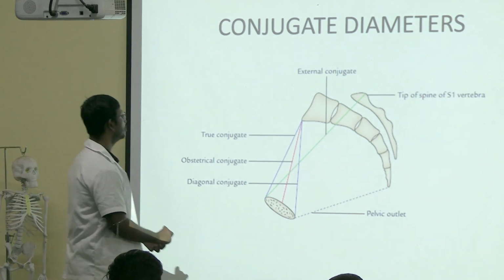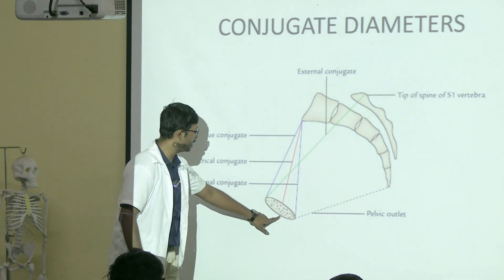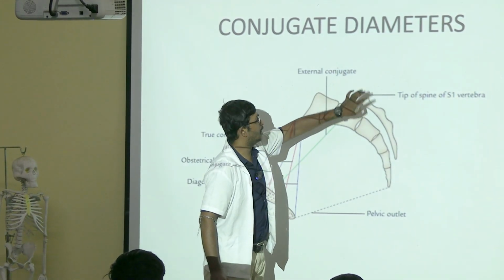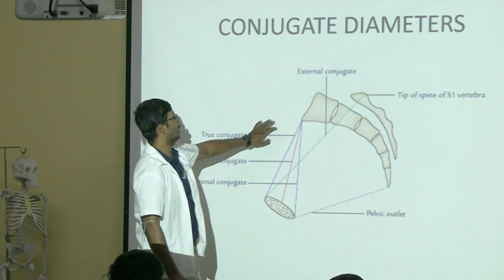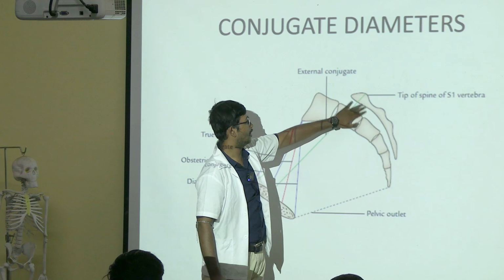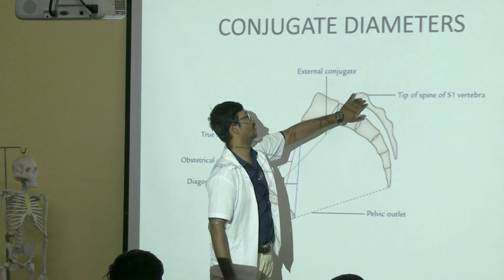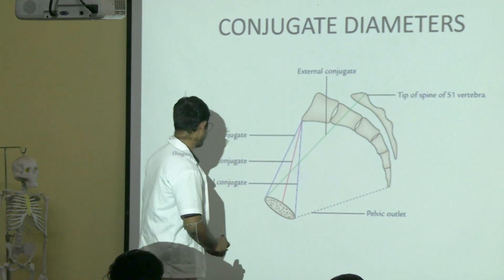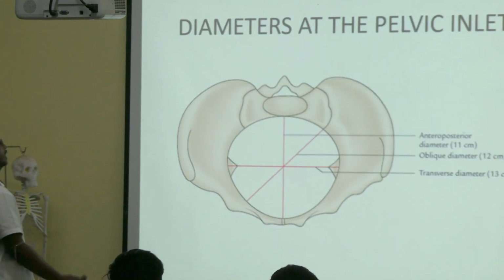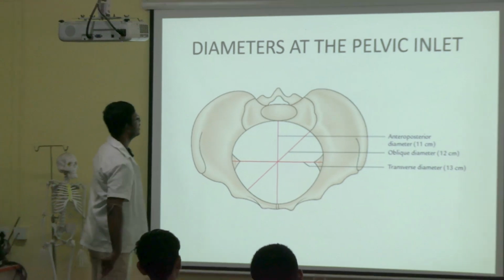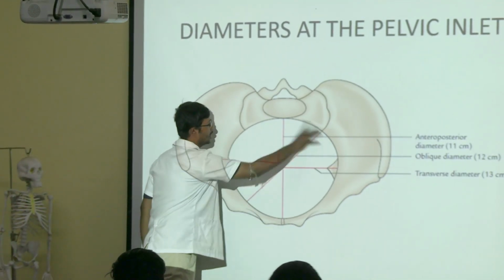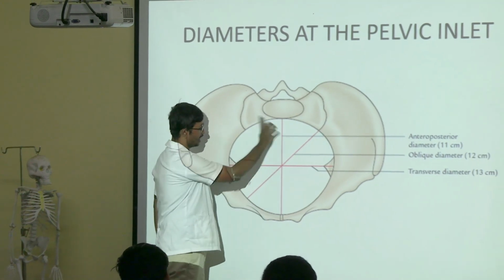And your external conjugate will start from the anterior surface of the pubic symphysis up to the back of S2 and S3, or almost at the tip of the spine of the S1 vertebra. That is your external conjugate. These are the diameters at the pelvic inlet. So this is in the form of a circle. These are the various diameters.